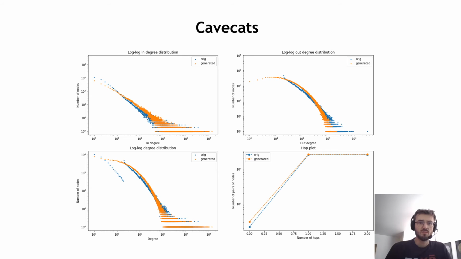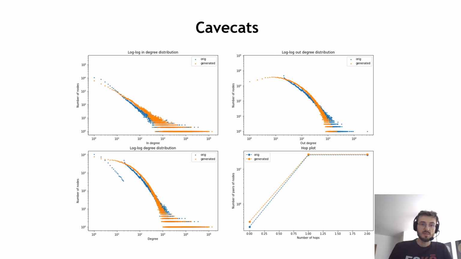MovieLens will obviously be a bipartite graph, heterogeneous in nodes. We have users and items, but homogeneous in edges. Edges mean that the user rated a particular movie. The only reason why it does not follow the power law degree distribution is that the authors of the datasets filtered out users that have less than 20 interactions, leading to an unnatural degree distribution, which can be seen in the bottom left plot, where obviously this is not a good log degree distribution.